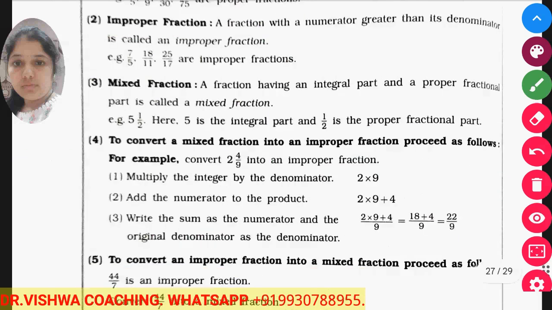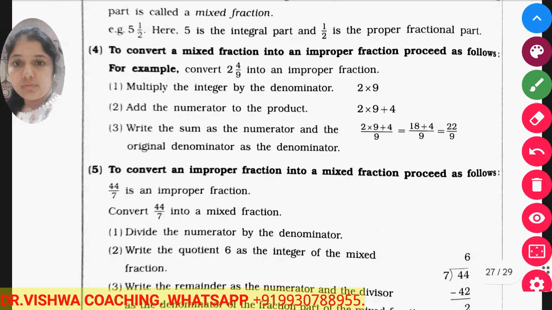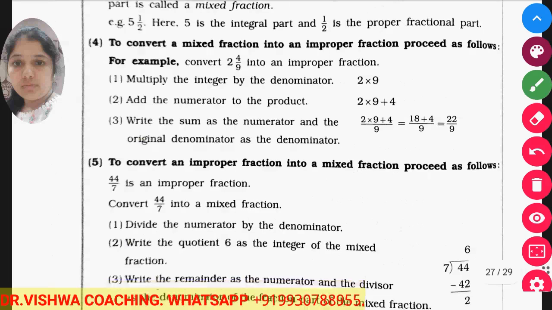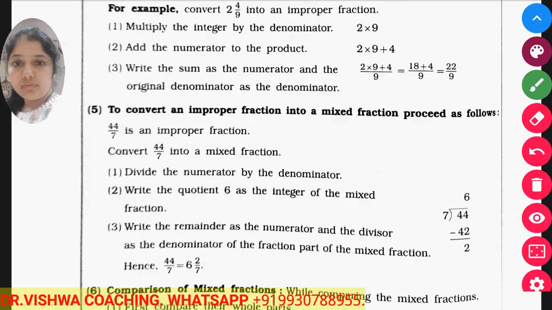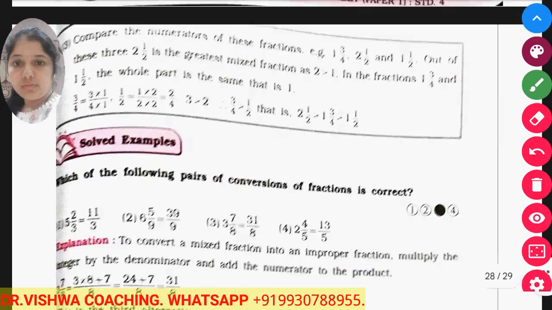Now when we have to compare these fractions, we first compare the integral parts. Whichever integral part is greater, that fraction is the greatest one. After that, if all the integral parts are common, then we compare the proper fractional parts, on the basis of their numerator or denominator. If they are not common, we make their denominators or numerators common, and then we compare the fractions. Okay, now we will move ahead.